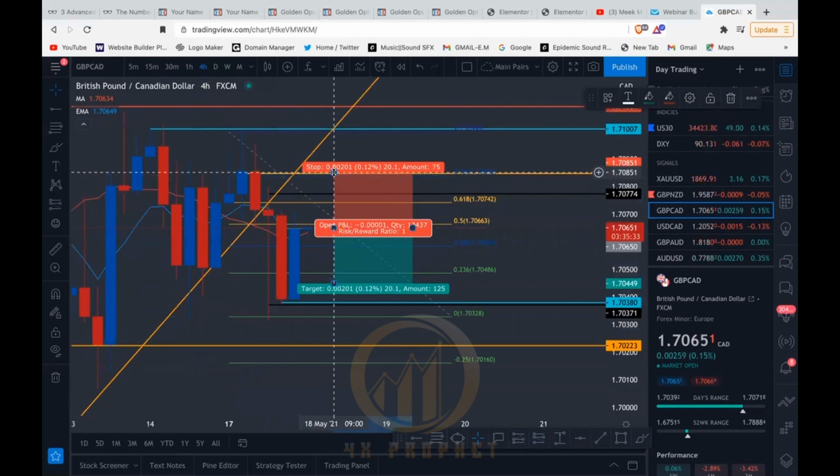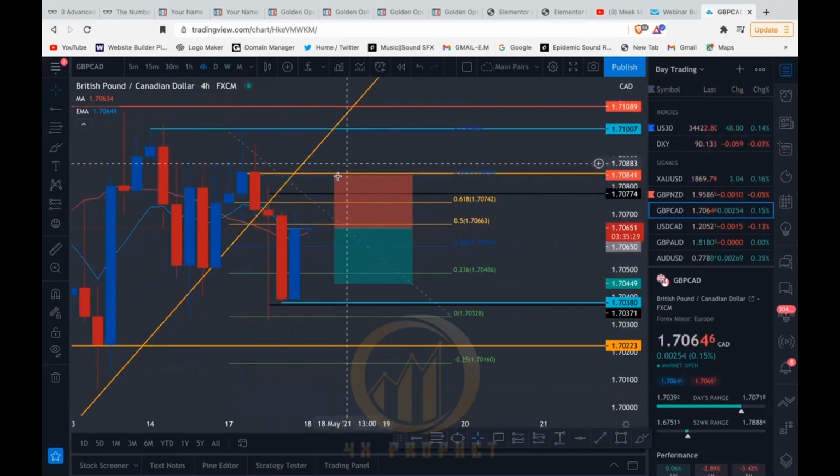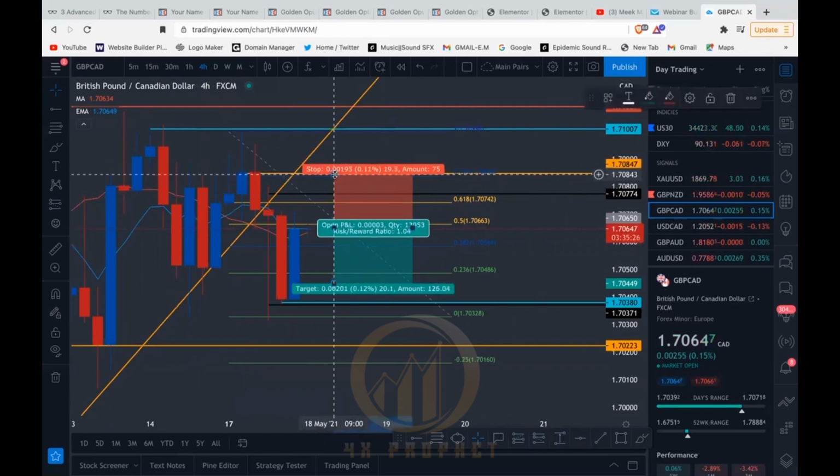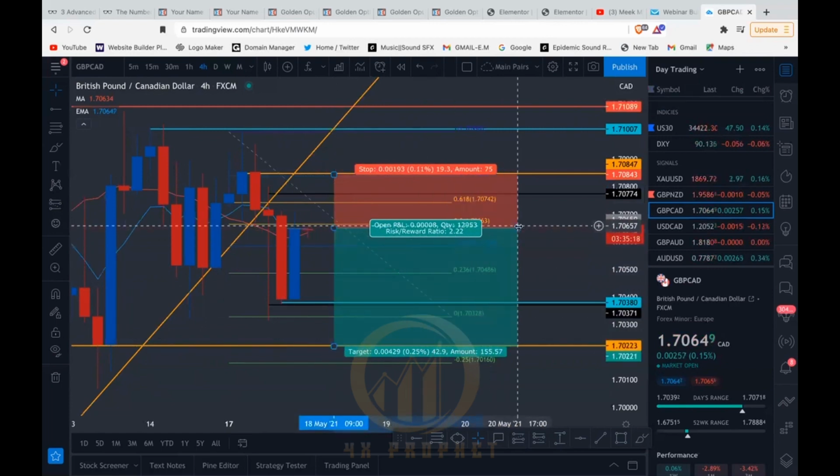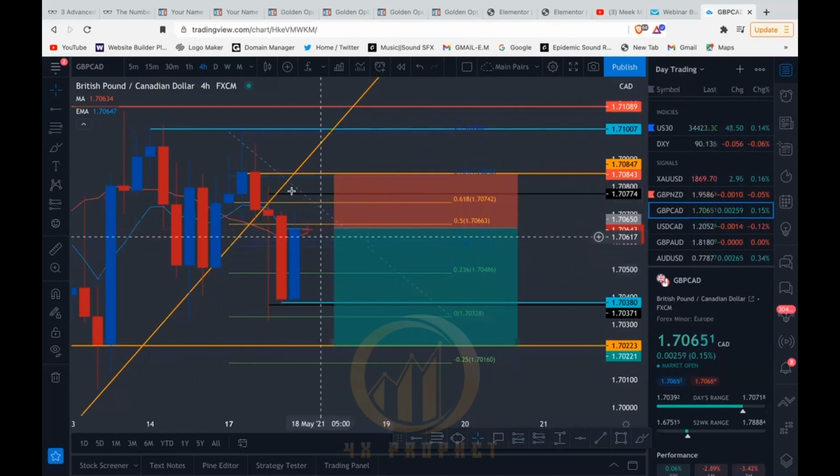Wow, this is still a 20 pip risk, right? And the reason why is, let me put it right here, because this is where the order block initially was. 19 pips, and you could draw it all the way down to where the initial bearish order block was, right? And as you can see, price is already dropping.